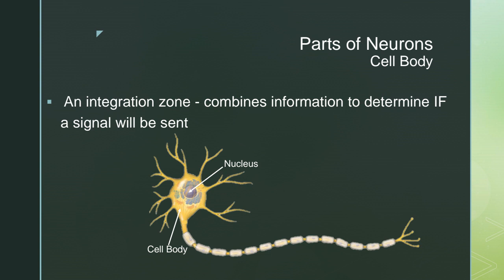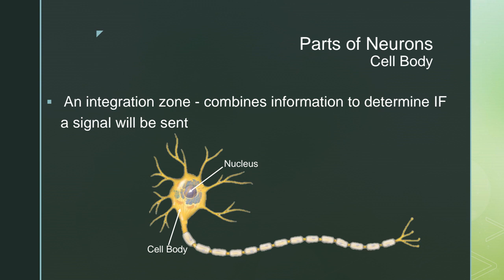It contains a nucleus, which is the spherical structure here that contains the DNA. It also contains mitochondria, organelles that provide the metabolic energy for all of the neuron's cellular processes. But the key thing to know about the cell body is, you don't have to know what the mitochondria or the nucleus do.